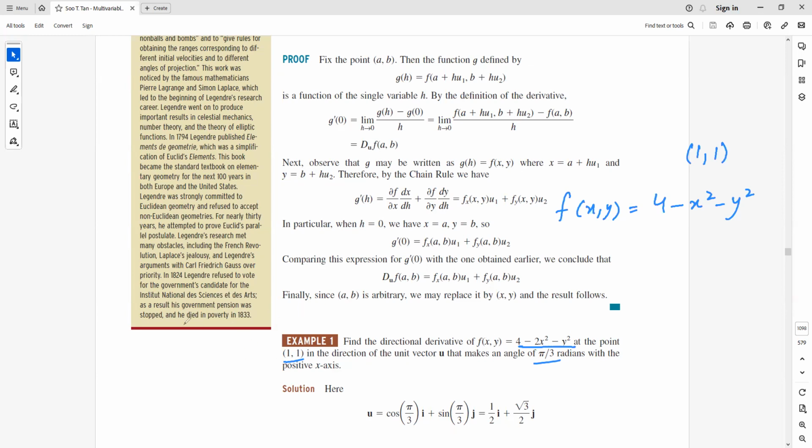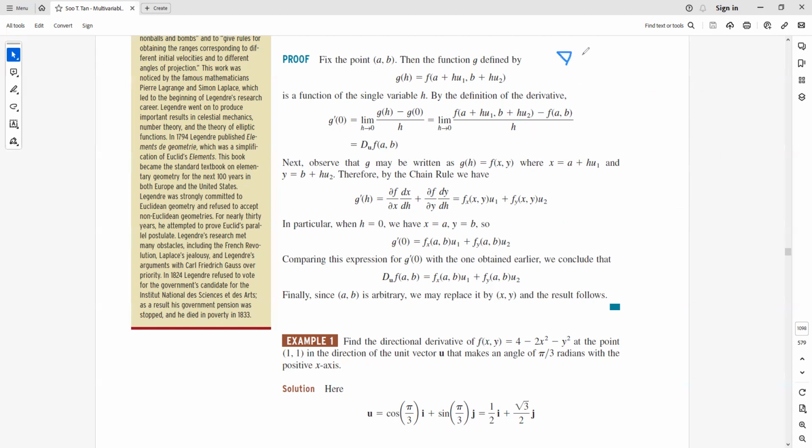So we are given the point (1, 1) at which we need to find the directional derivative, and we are also given the unit vector that makes an angle of pi by 3 radians. The vector that is given is the unit vector. It makes the angle theta, which is pi over 3. Now the first thing we need to do is find the gradient of this function. To find the gradient, we need to compute the partial derivatives with respect to the independent variables.